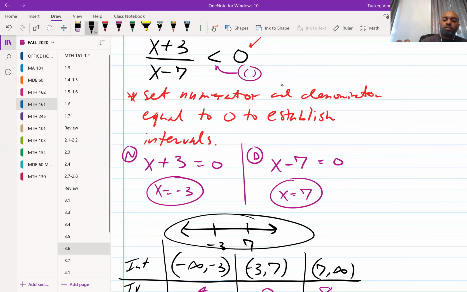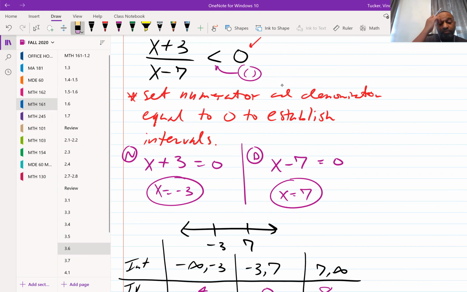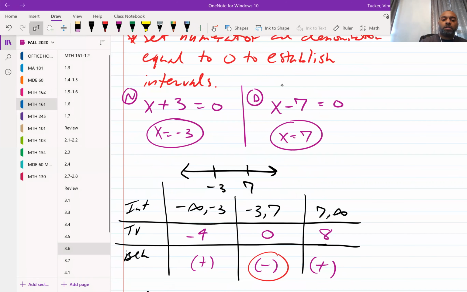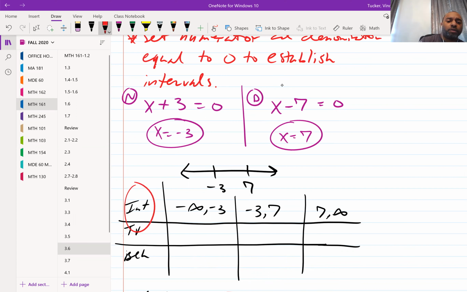Let me erase this. All right, so we set up our table the same way we did last class. We have our intervals, test values, and then the behavior of the graph. The first interval is negative infinity to negative 3. Then we're looking at negative 3 to 7. And then 7 to positive infinity.